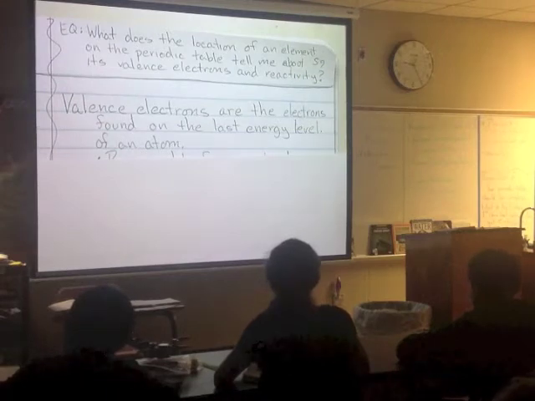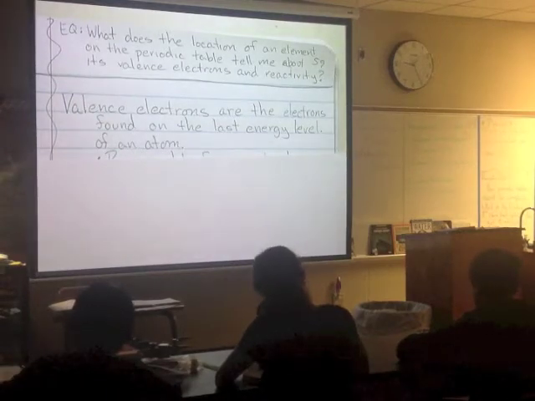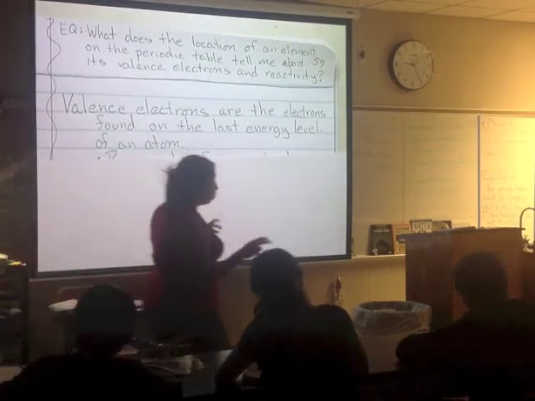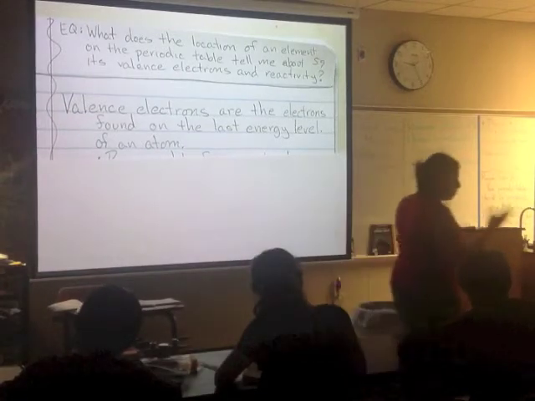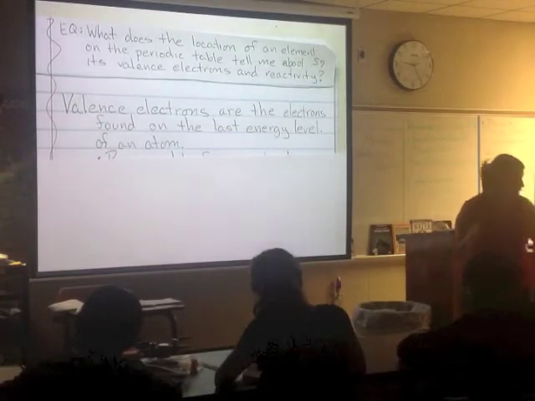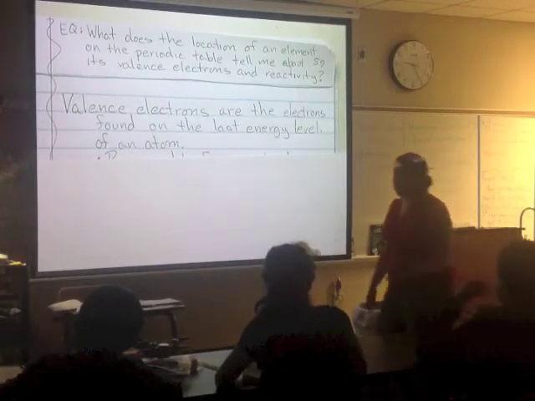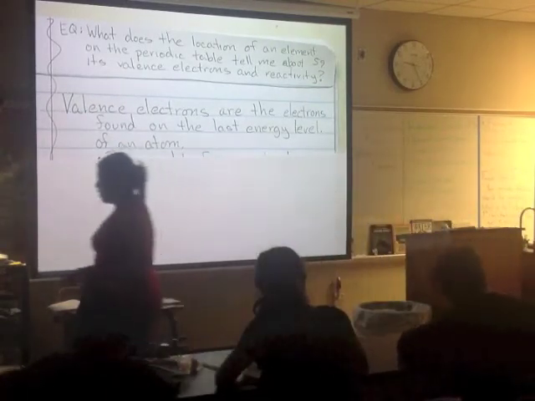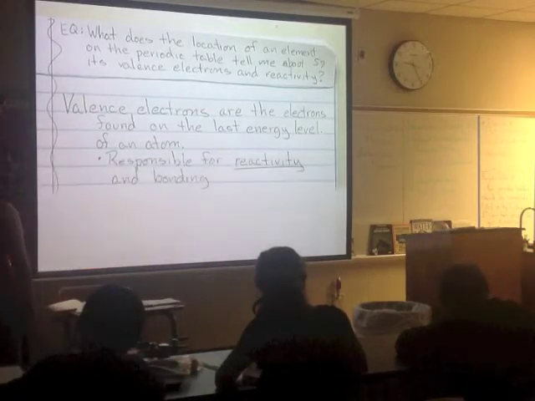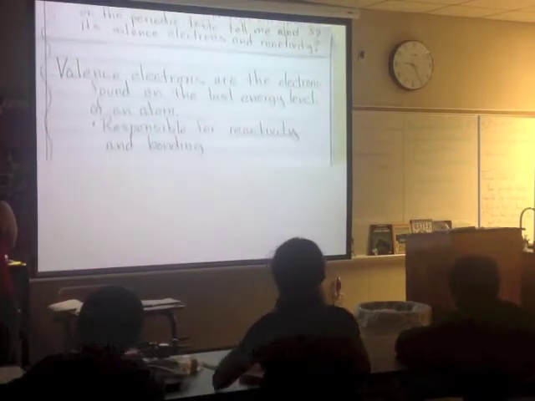Now the reason that these electrons are more special than the other ones, and they actually have a special name, valence electrons. They're still electrons, they're still negative, they're still on the outside, but they're a little bit special because these electrons are responsible for reactivity and bonding.